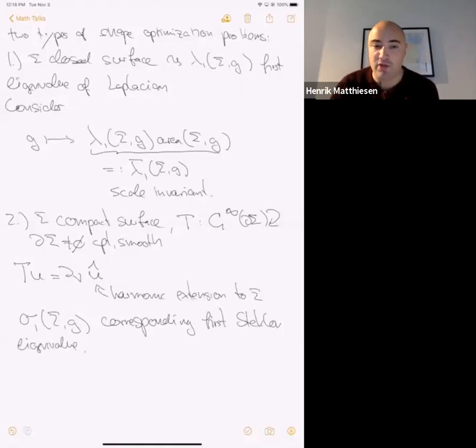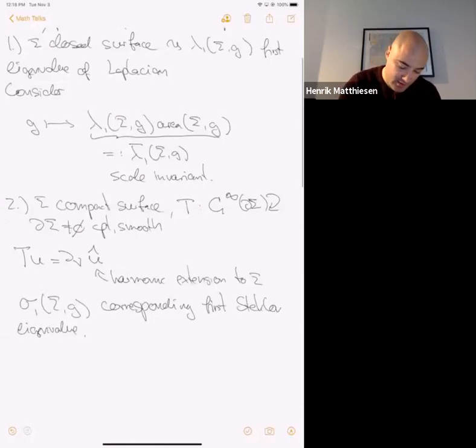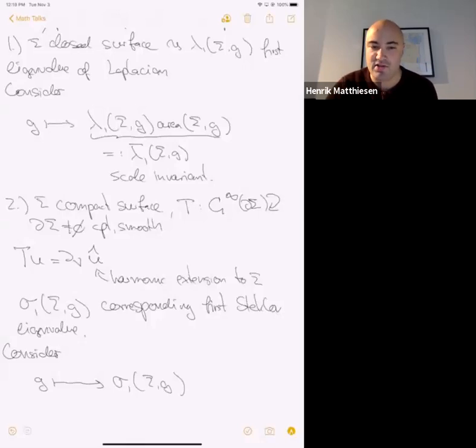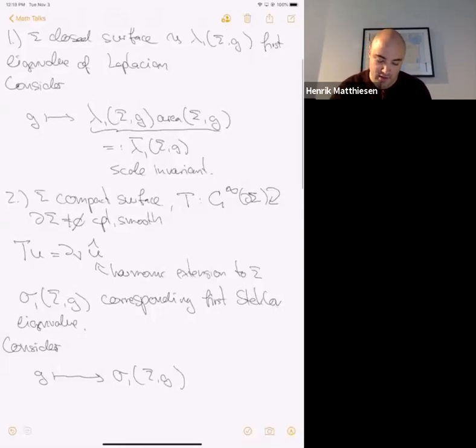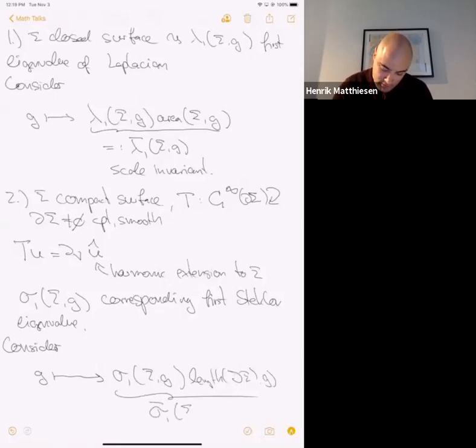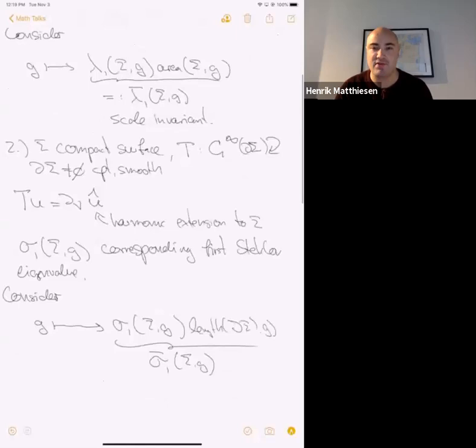Then you again want to consider this as a function of the metric, mapping the metric to this eigenvalue. Again, this has the same problem: it is not scale invariant. The right thing to do here is to multiply by the length of the boundary. Let's call this sigma 1 bar of sigma, g. The power of the length is exactly the right one, so this is again scale invariant.